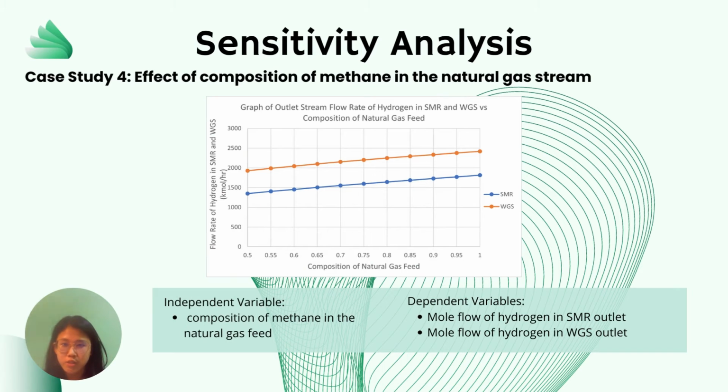Case study 4, effect of composition of methane in the natural gas stream. A graph of molar flow rate of hydrogen in SMR and WGS outlet against the composition of methane in the natural gas feed is plotted and shown at the side.